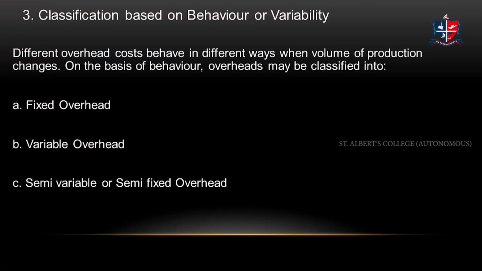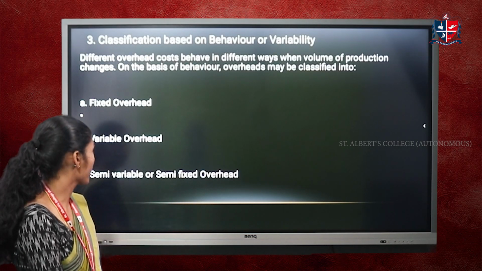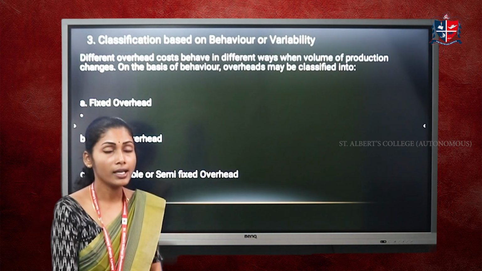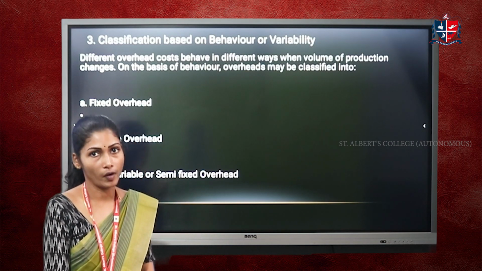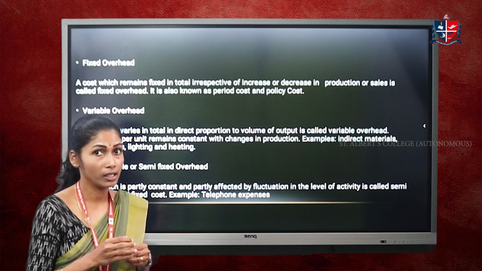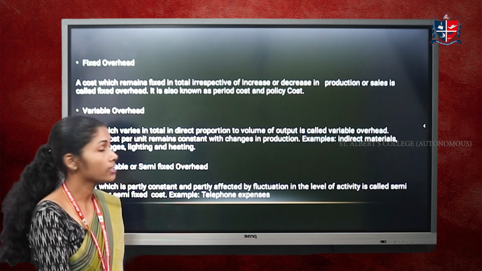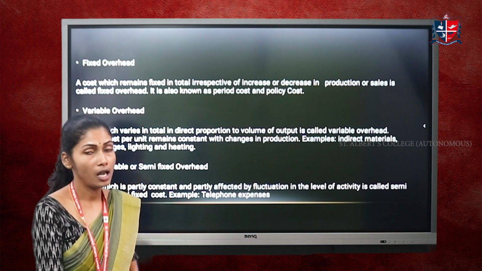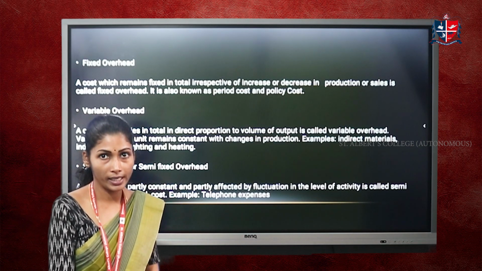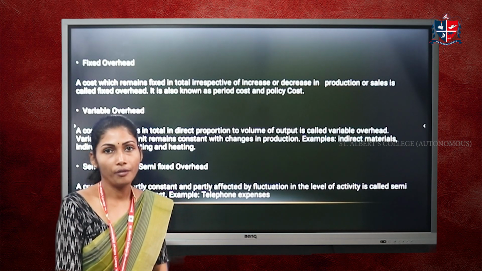And the last classification is on the basis of behavior. On the basis of behavior, the indirect costs are classified into three categories: fixed overhead, variable overhead, and the last one is semi-variable overhead. First one is fixed overhead. Fixed overhead means the cost which remains fixed in total irrespective of the increase or decrease in production or sales. The best example for fixed overhead is factory rent.